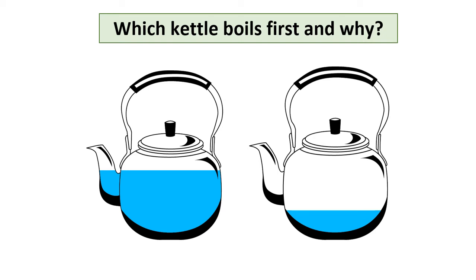Well done if you think the kettle with less water, and the reason behind it is that the kettle with less water has fewer particles to absorb heat. So that's why the kettle with less water will boil first, because it needs less energy for the particles, because there is a smaller amount of particles.